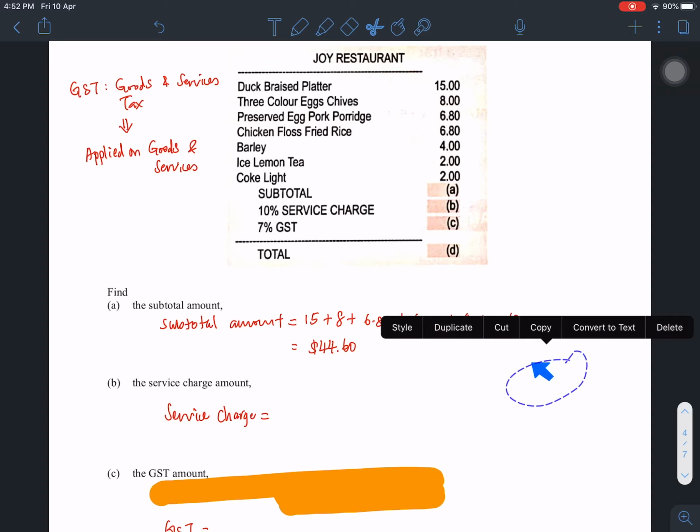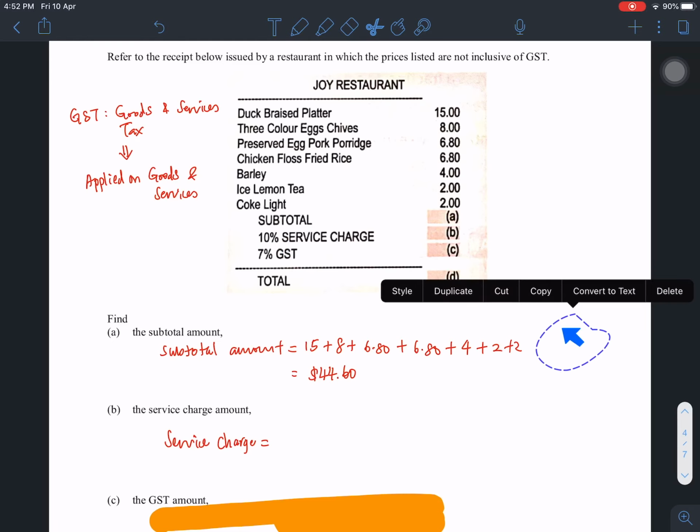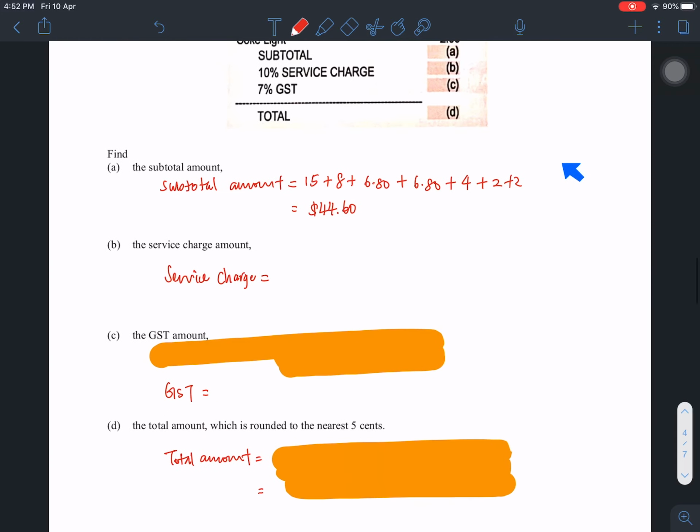Okay, so next, the question wants us to find the service charge. The service charge amount is basically a charge of 10% on top of your subtotal amount. So in this case, how much do we have to pay for the service charge? Very simple, that would be 10% of 44.60, and that would give us $4.46. Okay, so that would be the service charge.